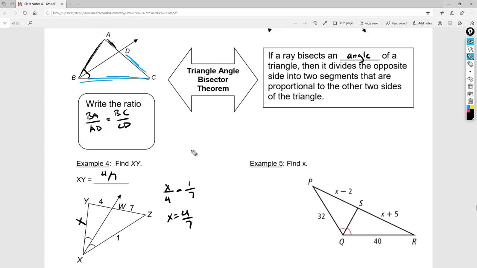So again, I see that I am bisected here. So that means that 32, I'll write up here, that means that 32 is to 2x minus 2 as 40 is to 2x plus 5. Alright, so we do a little bit of math here. I'll get 32x plus 160 is equal to 40x minus 80. And that means that 8x must be equal to 240. So x is 30.